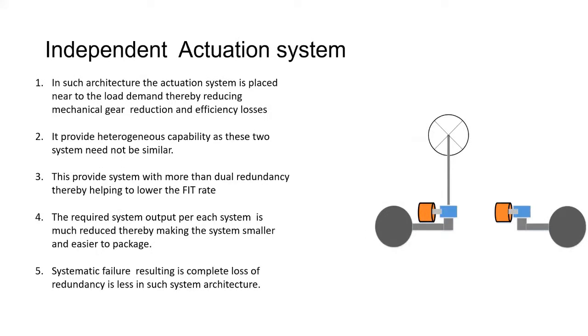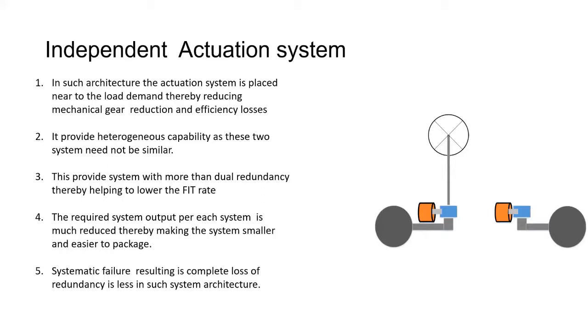Moving on to traction drive, independent actuation system. In such architecture, the actuation system is placed near the load demand, because where we really want to assist is the load of the drive. We need to move the wheels, right? So in the traction drive, the actuation system, the motor, is right where the load is demanded, thereby improving efficiency. We have a lot of reduction gears and stuff like that. We can reduce all that stuff. Mechanical gear reduction is reduced.